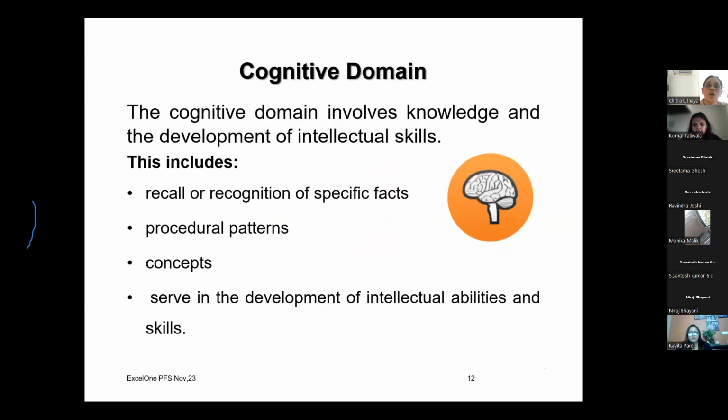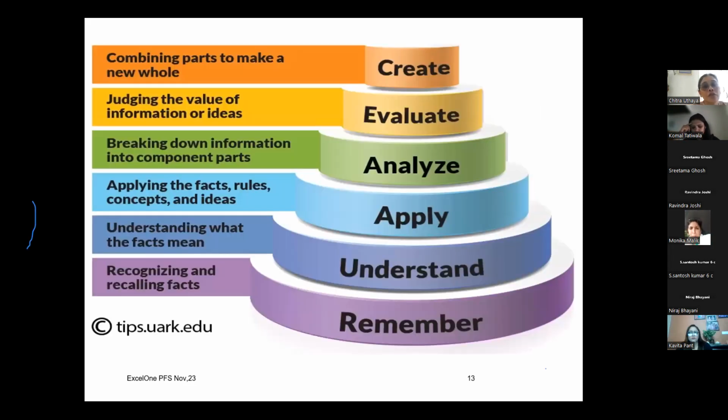We'll begin with the cognitive domain because this is where you do a lot of work. Now, cognitive domain is to do with intellectual skills. So the ability to recall and recognize facts, patterns, concepts, the ability to analyze information, all of this comes under the cognitive domain. And the cognitive domain has different levels. I'm sure you know this. So remember is at the bottom and create is at the top. Now, this is the revised Bloom's taxonomy. Earlier, what was remember called?